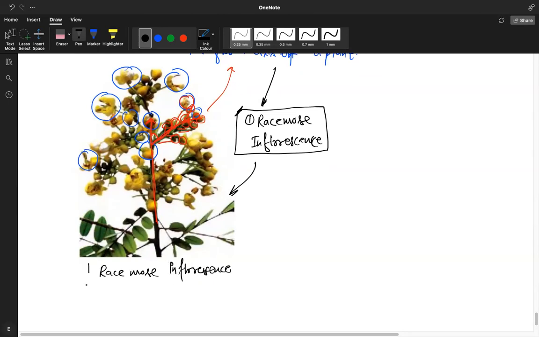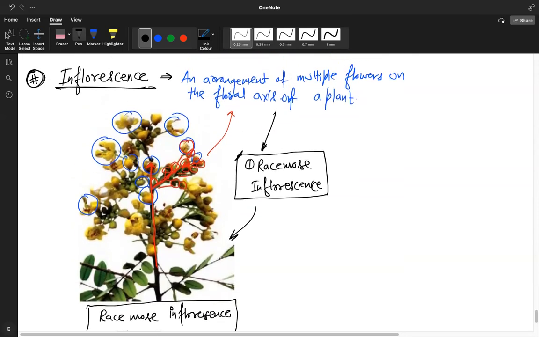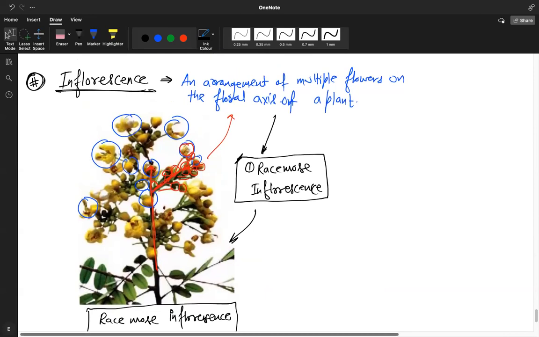Racemose inflorescence. So write down, in racemose inflorescence, the main axis continues to grow. The main axis, so it's like this. This is the main axis. It will continue to grow, and then on the side axis there will be many flowers. So this will grow up, there will be another axis coming, and there will be many flowers again. This will again continue to grow.